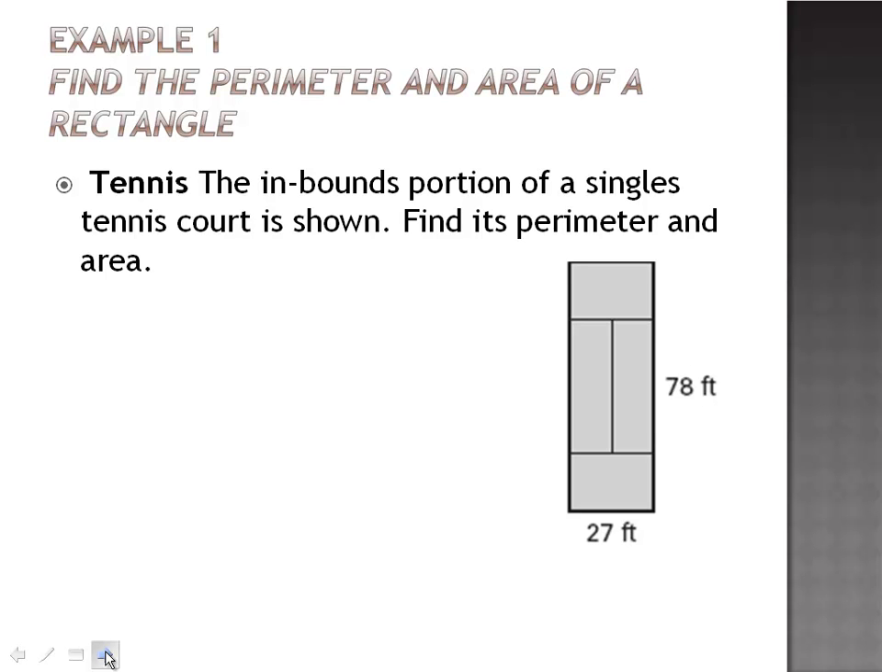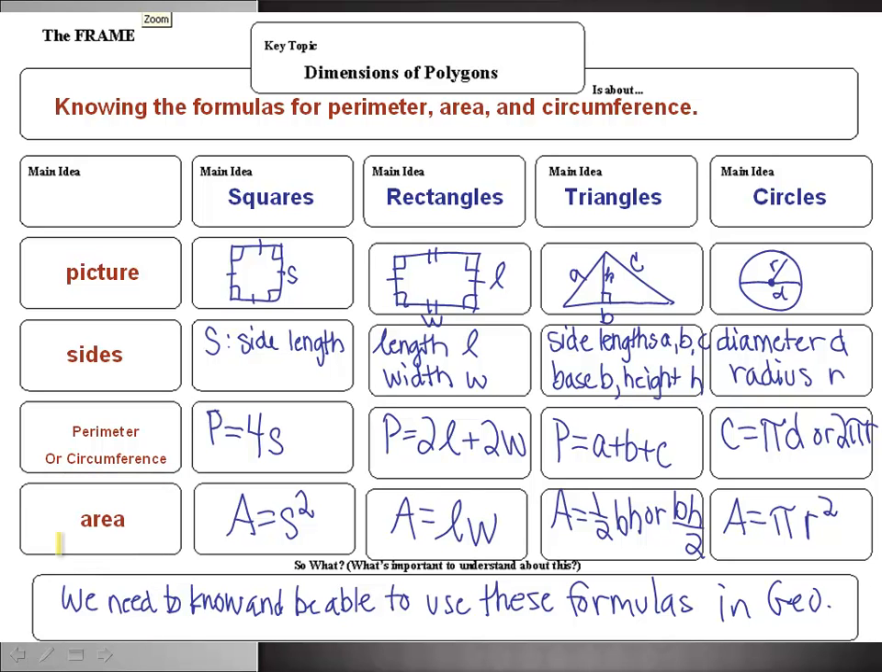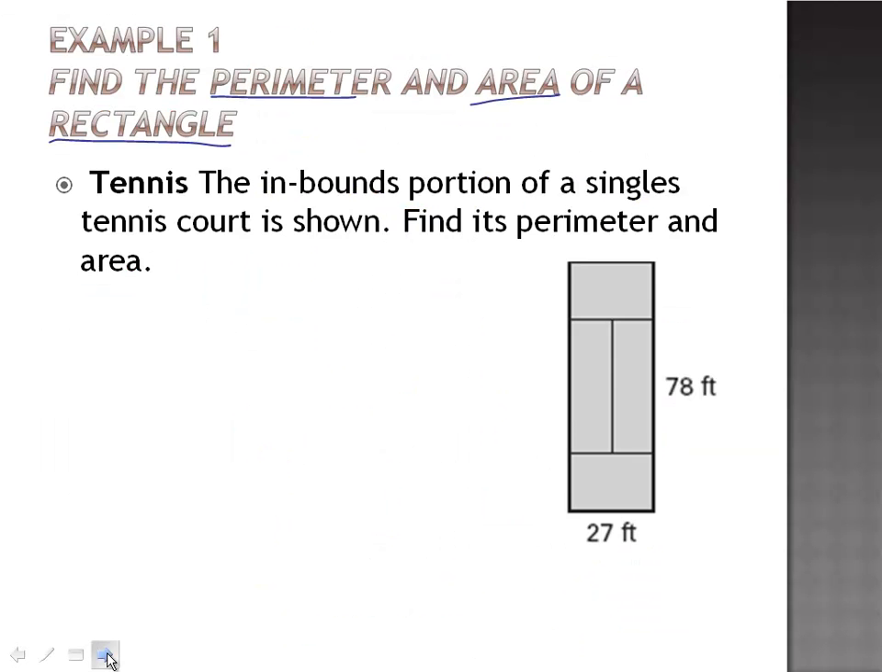Example 1 says find the perimeter and area of a rectangle. So right away, we're talking about a rectangle. We're going to be looking at the perimeter and the area. What I suggest you do when you're doing these problems is look back at your frame, figure out what shape you're using. We're using a rectangle. And then the perimeter is here, so our perimeter for a rectangle is here. The area is here, so our area for a rectangle is here. So look at what shape you're using and then identify the formulas that you will be using as well. So let's go ahead and write those formulas down.